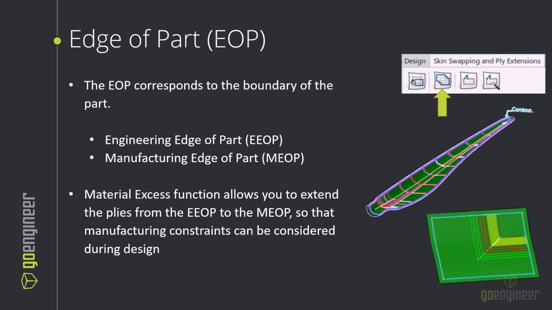So the edge of part, it's pretty straightforward. It defines the boundary of your part. There's two different types of edge of parts. There's your engineering edge of part, which is the ideal precise edge of the part as designed by the engineer and as it's represented in CAD. And then there's the manufacturing edge of part, which is the real life representation of the boundary while taking into account tolerances and different tools. Now there's a process within CATIA that offers you the ability to take your engineering edge of part and extend it to your manufacturing edge of part so that you can take into consideration manufacturing constraints within the design phase.